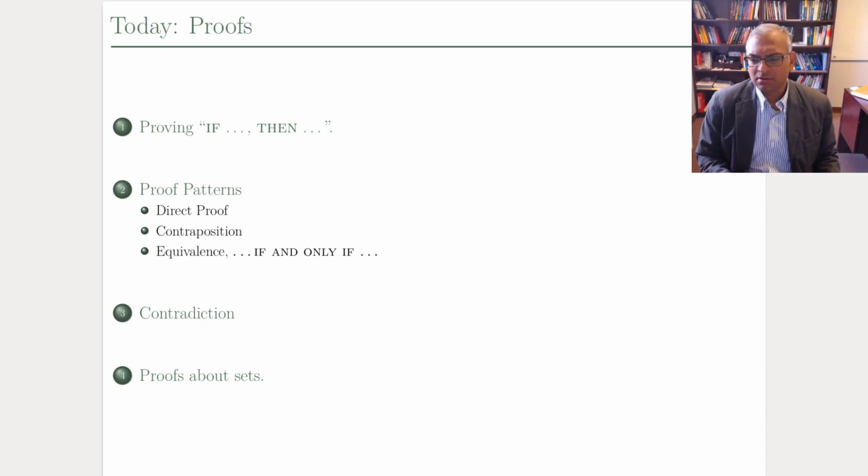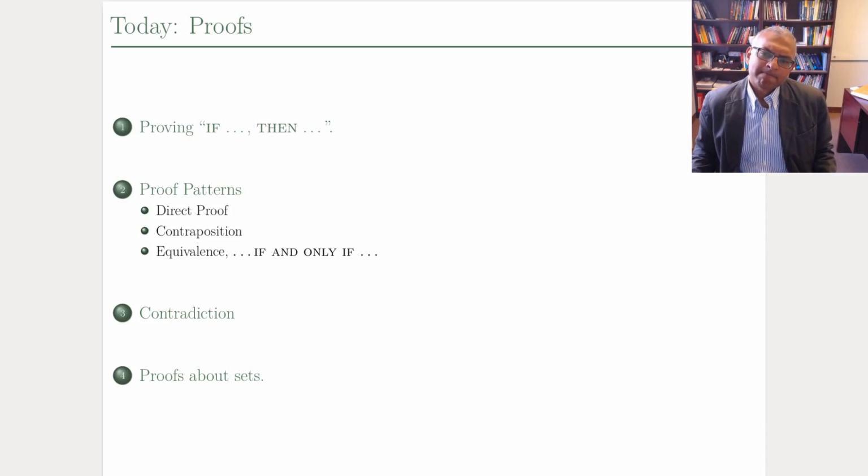Proving an or or proving an and are relatively simple. To prove an or, you prove that one of the two things is true. To prove an and, you prove that both of the things in the and are true. But to prove an if-then, that's a little bit more complicated. We're going to spend a lot of time on that. We're going to develop proof patterns for if-then.